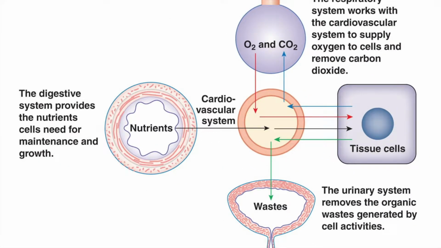So as you can see from this diagram right here, the main function of the digestive system is taking nutrients to the rest of the body. They go into the cardiovascular system and then from there to the tissue cells. You can see oxygen and carbon dioxide are taken care of by the respiratory system, and waste goes out through the urinary system, which we'll talk about next.